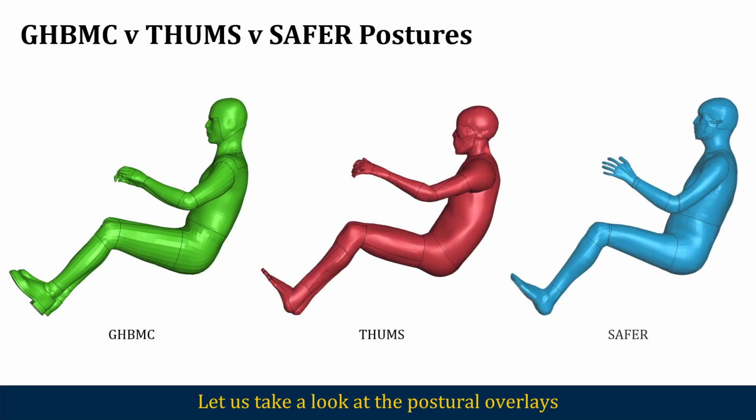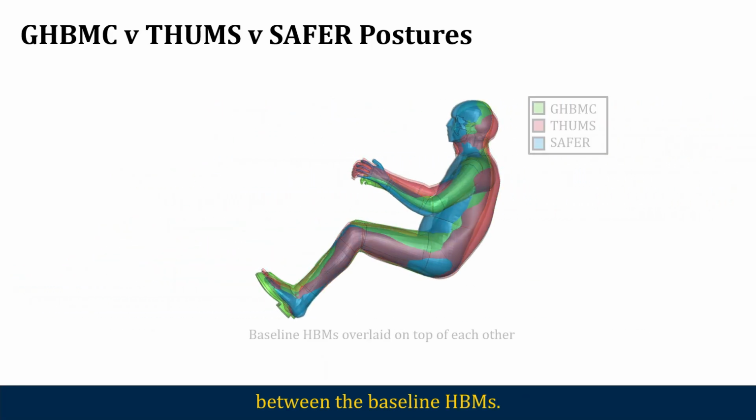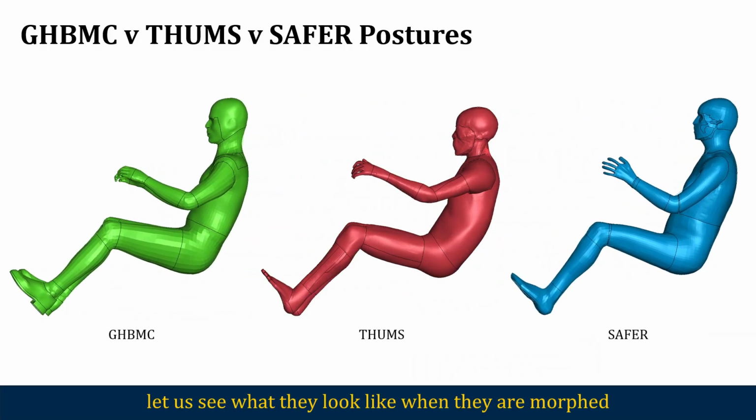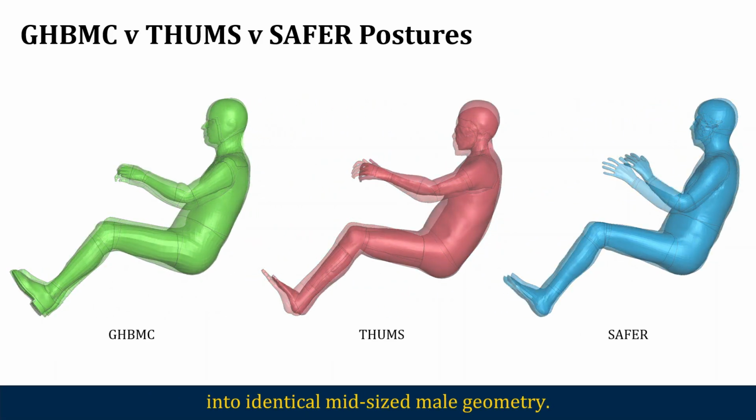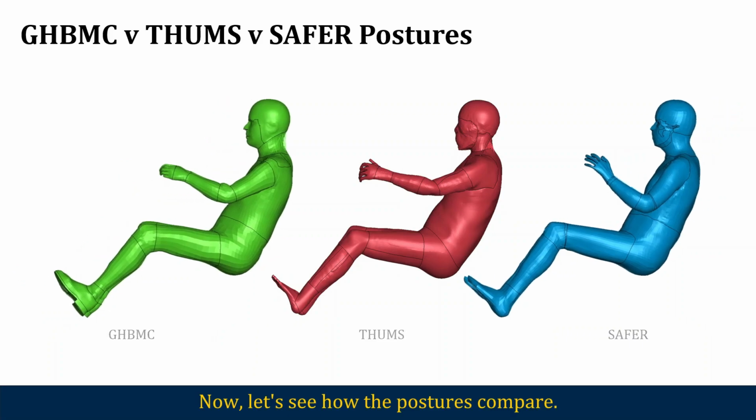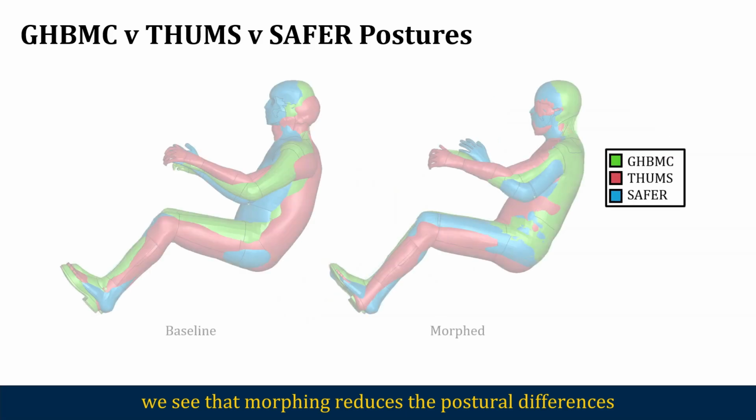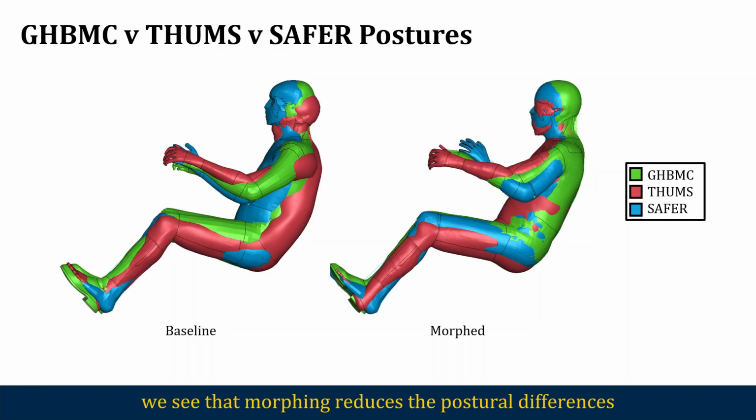Let us take a look at the postural overlays between the baseline HBMs. Now, let us see what they look like when they are morphed into identical mid-sized male geometry. Now let's see how the postures compare. So we see that morphing reduces the postural differences and improves the comparison.